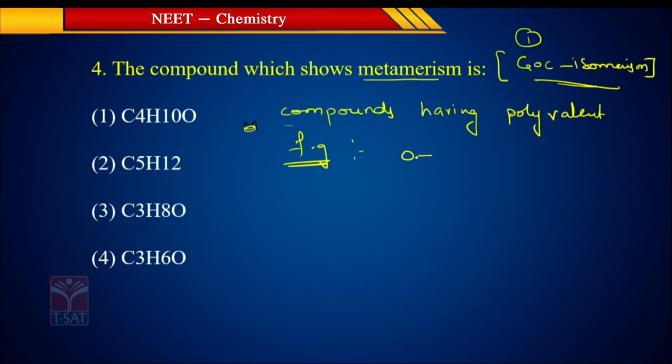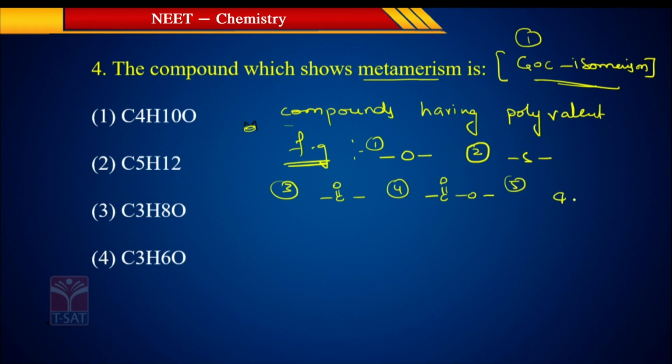Polyvalent means the valency of the functional group may be more than one, like oxygen. The oxygen can be bonded from both sides, it can form two bonds, right? That is why it is polyvalent, particularly the bivalent functional group. Sulfur is also a bivalent functional group. The carbonyl group is also bivalent. The carboxylate group is also bivalent. Amines, NH3, primary amine, secondary amine, all these will show metamerism.